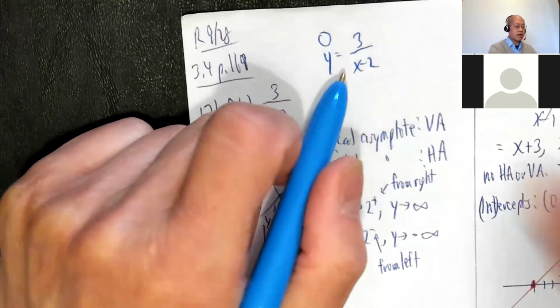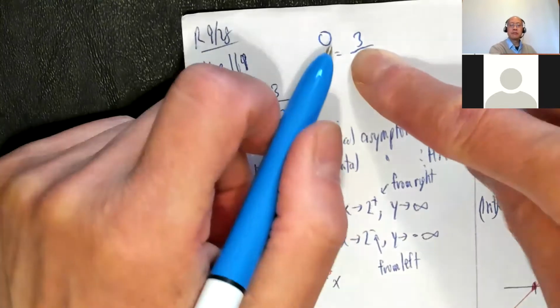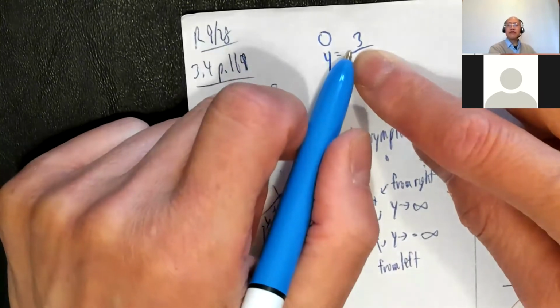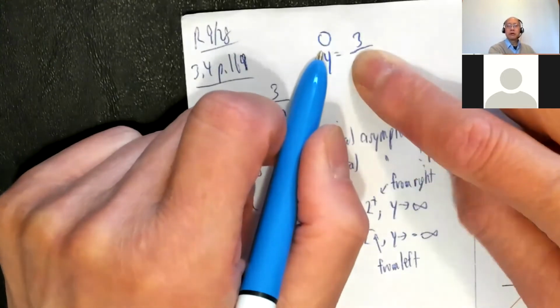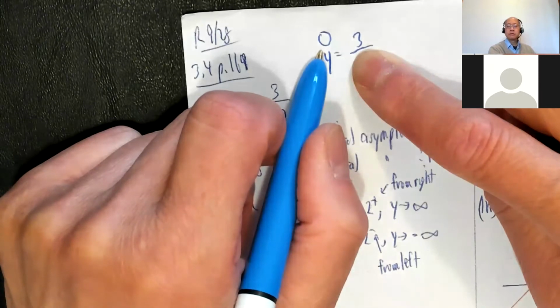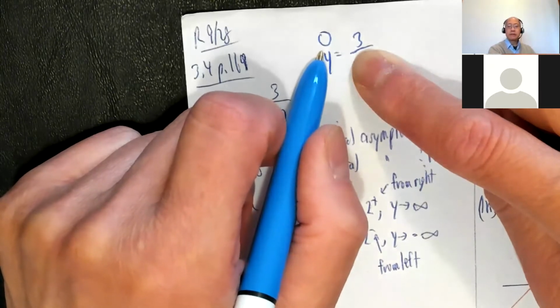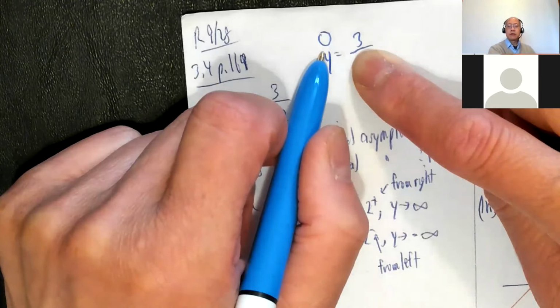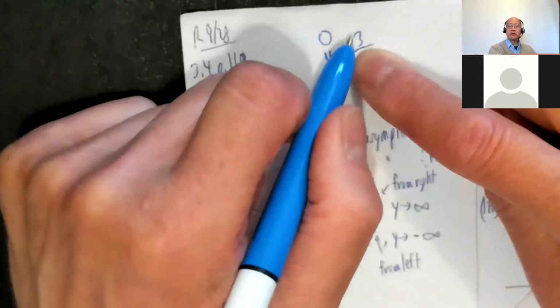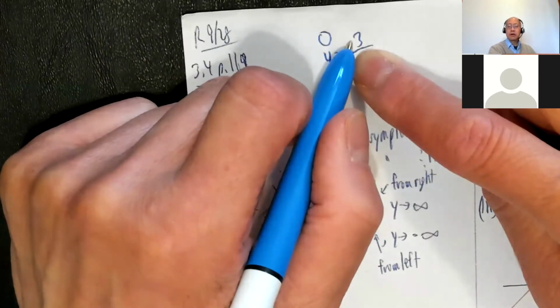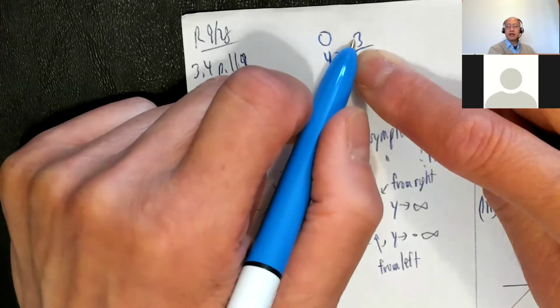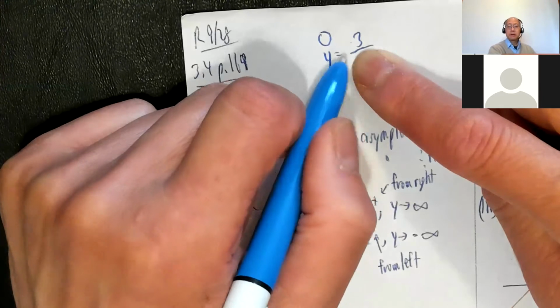0 equals 3 divided by, maybe it's better to just cover this up. 3 divided by what number gives me 0? That can't happen, right? The only way that a fraction can be 0 is if the top is 0. But the top's already 3. So this is impossible.